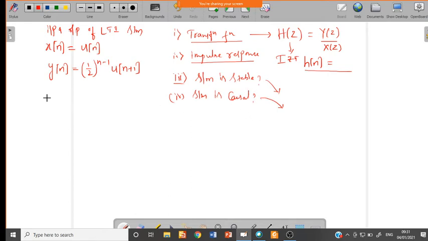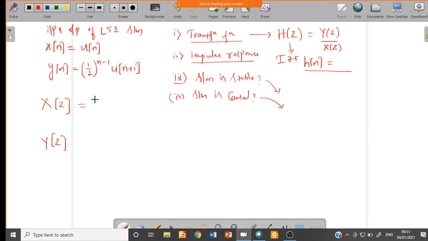So now first we need to find what is X of z, and we need to know what is Y of z. In order to get your H of z, we need to take the z-transform of both, and you have to do it. So try to do it. So now, what is X of z?